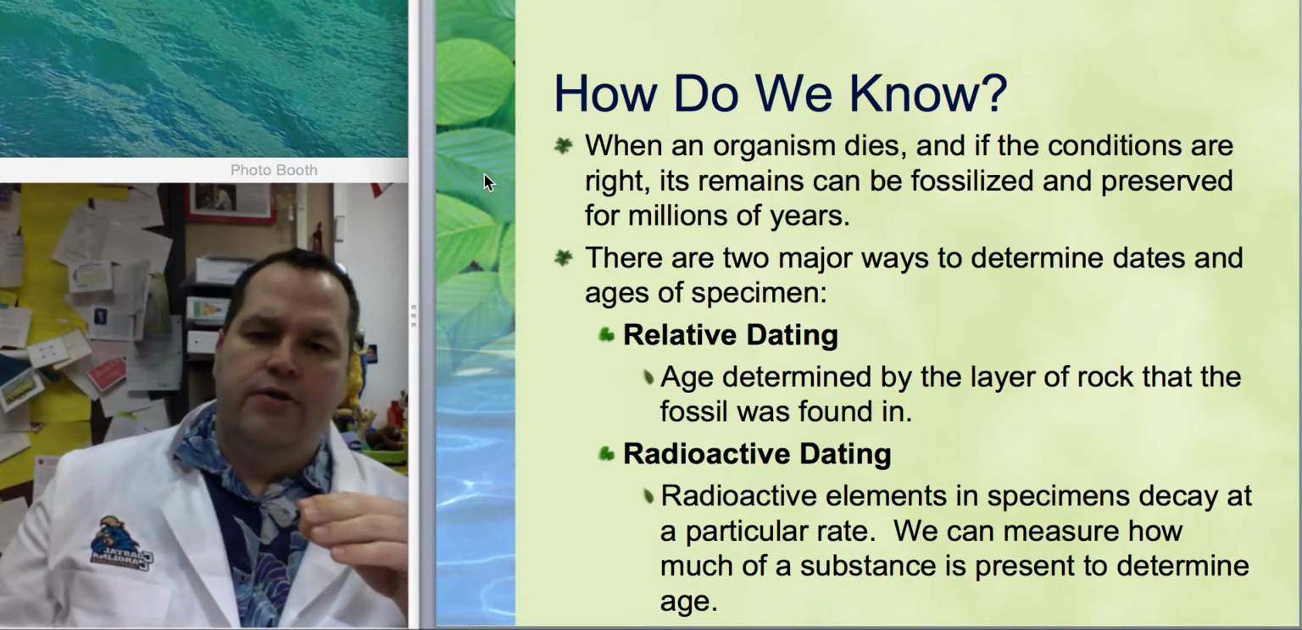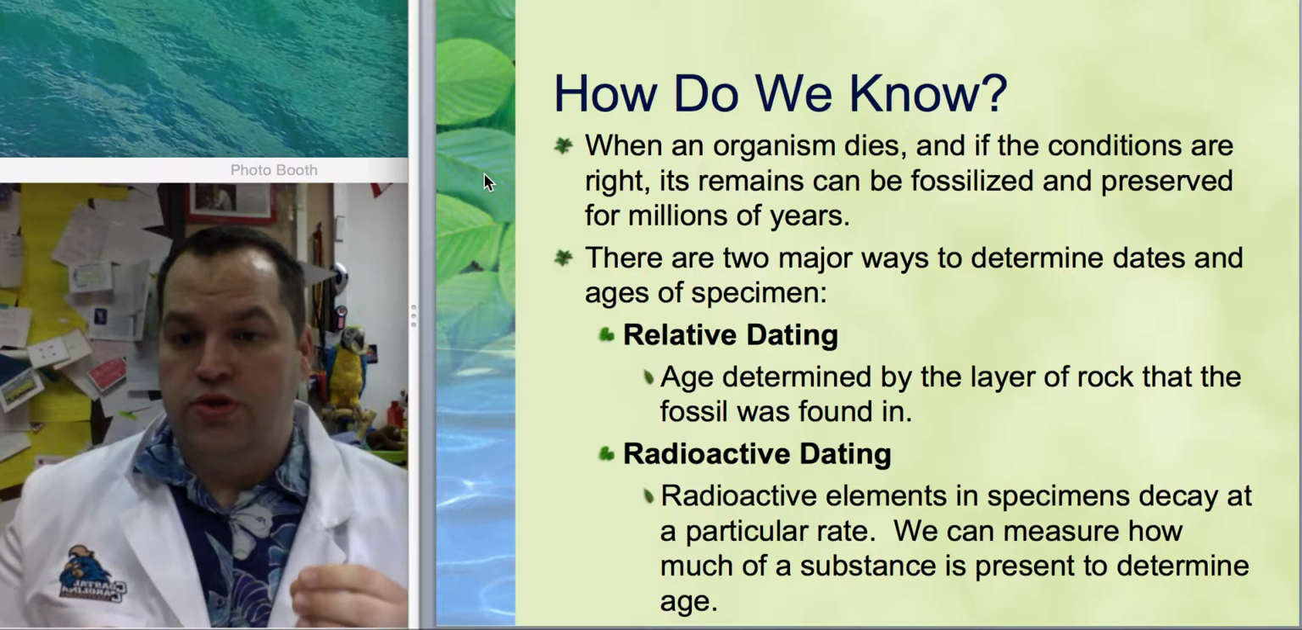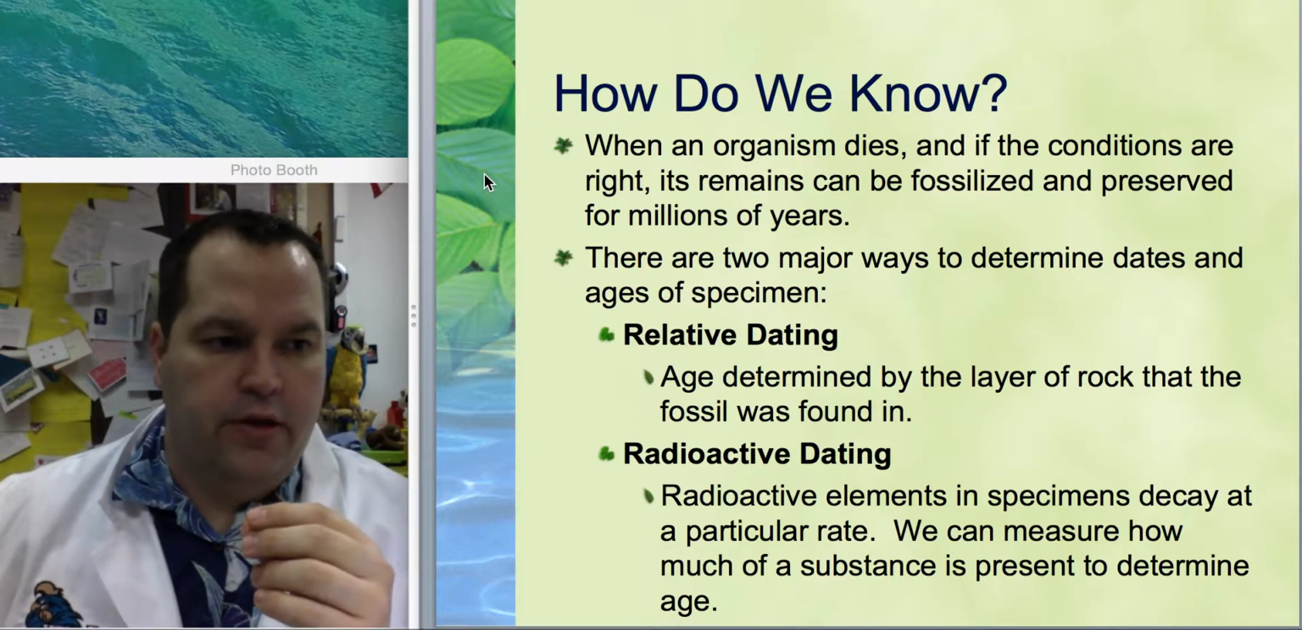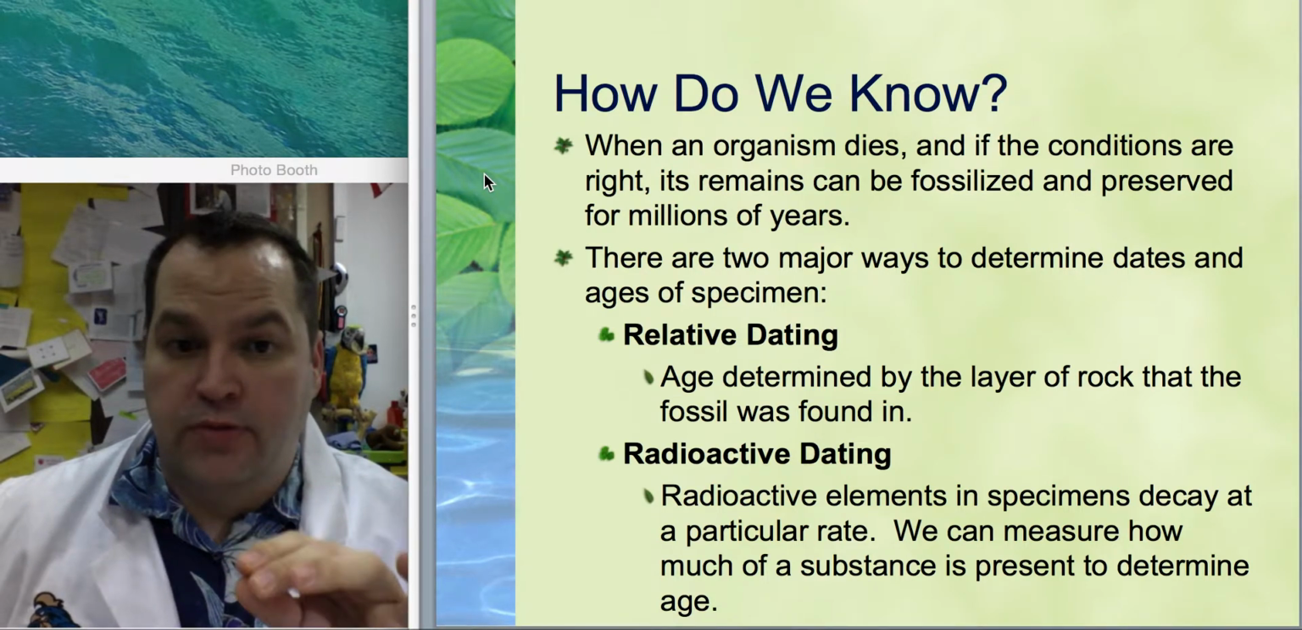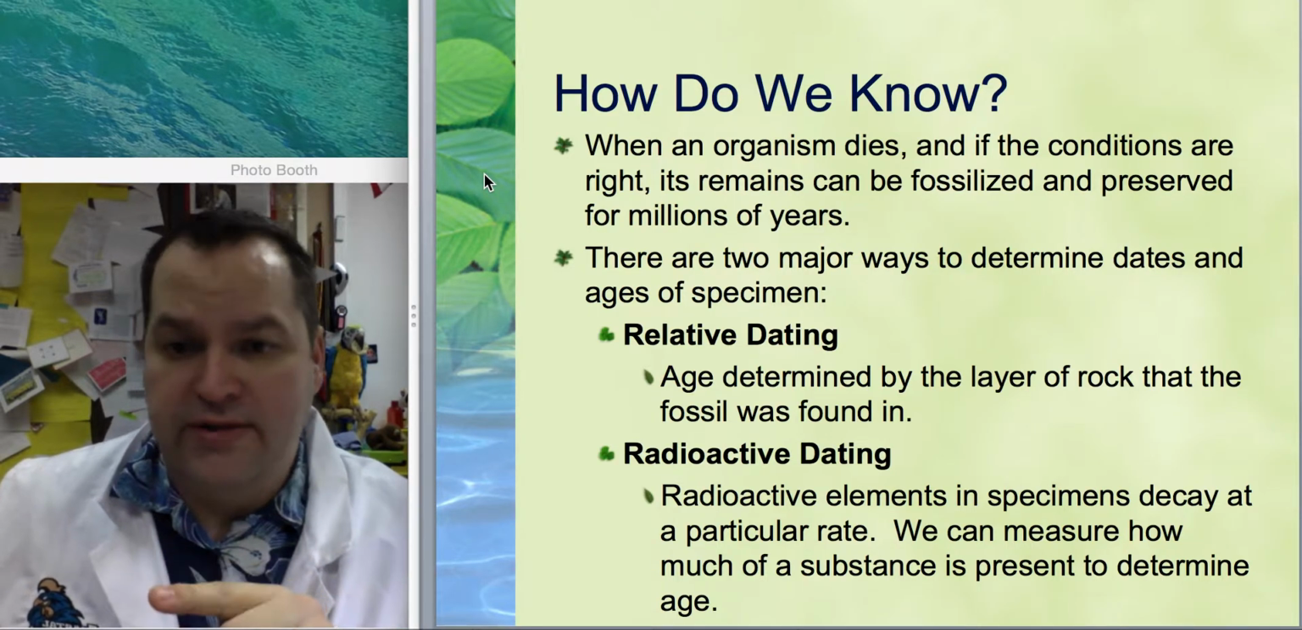So there are two major methods that we use to determine the age of fossils. The first is called relative dating.